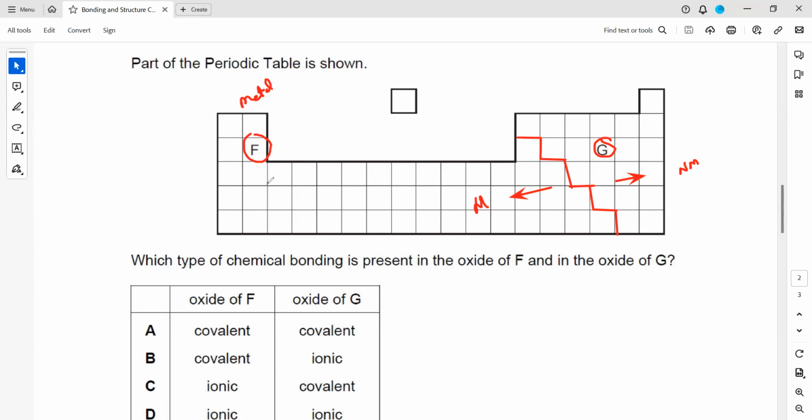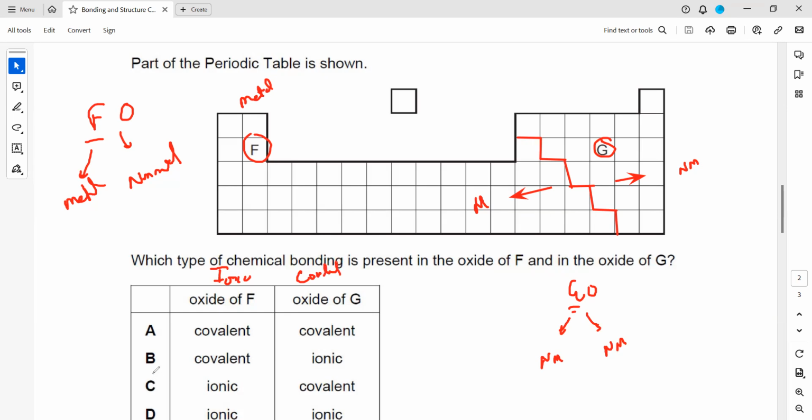So the oxide of F means a metal combined with oxygen. F is a metal and O is a non-metal. When a metal combines with a non-metal, what kind of bonding will they have? They will have ionic bonding. But G with O, G is a non-metal and O is also a non-metal. Two or more non-metals will have a covalent bond. So ionic and covalent, so C should be the right answer for this.